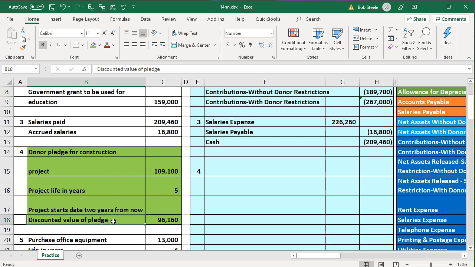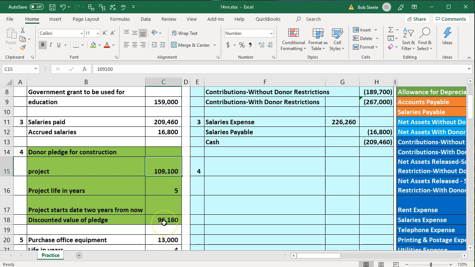So the discounted value of the pledge then, at the time we expect to get the money, is going to be the 96,160. So in other words, the current value of the dollar amount would be 109,100 due to time value of money. Given the pledge, we're not going to be receiving it until some point in the future. We had to discount it to get the present value, which would be the 96,160.